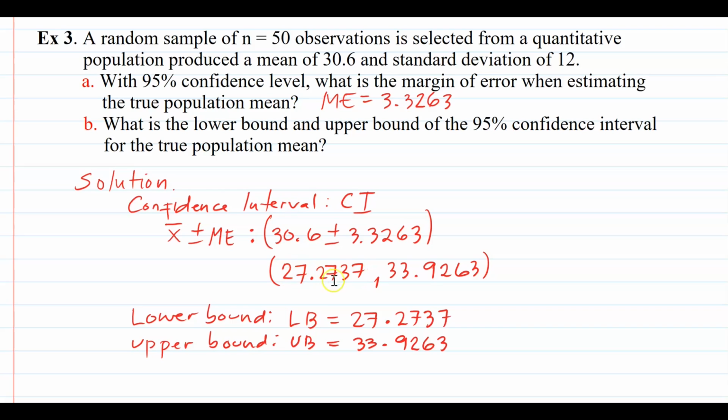27.2737. This number is the lower bound. Now for the number on the right side, we use the plus sign. So 30.6 plus 3.3263, and the result is 33.9263. This number is called the upper bound. We call this interval the 95% confidence interval when estimating the true population mean.